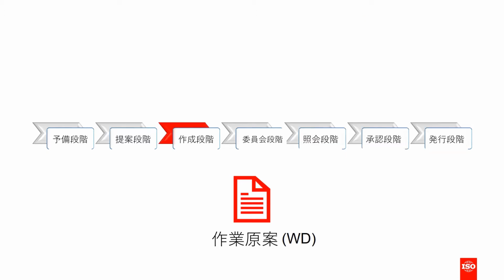The nominated experts then start working on the document, which is now called a working draft, either within an existing working group or by creating a new one specifically for this project. This is called the preparatory stage and culminates with a final working draft that can be approved and registered as a committee draft.